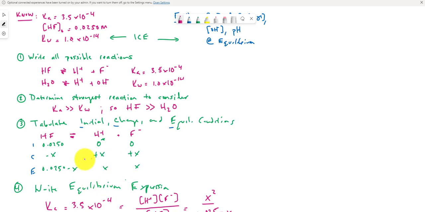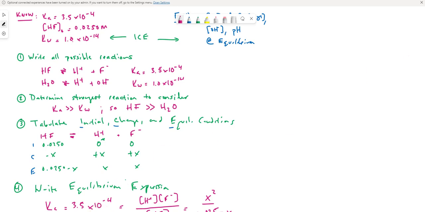So once we have our concentrations in terms of X, we need to plug those X values into an expression. That expression is always going to be the equilibrium expression because that's our known. We know what Ka is. We know how to write up an expression for Ka. That's products over reactants. And so we can substitute X for each one of these concentrations, and we get X squared over 0.025 minus X equal to 3.5 times 10 to the minus 4.